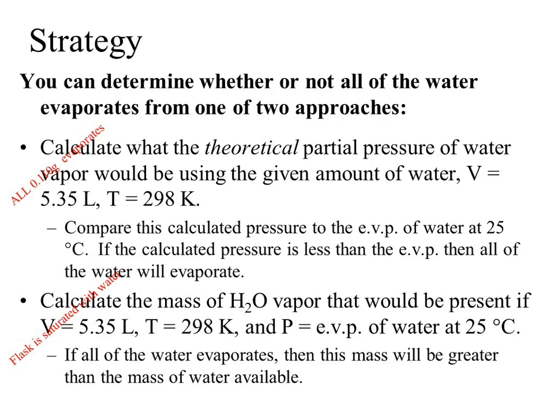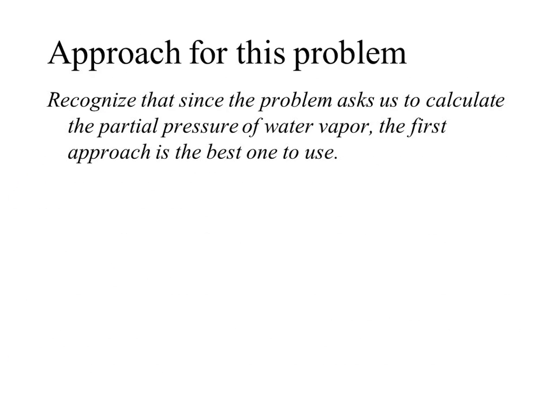If that mass was greater than the 0.110 grams, then it's all going to evaporate. If that amount is less than the 0.110 grams, then you're going to have liquid left over, and it's not going to all evaporate. So those are, broadly speaking, two ways to approach that. Since they said verify that that entire amount, the 0.110 grams, is going to evaporate, and they asked for the partial pressure, because it's going to be under the saturation pressure, we're going to take the first approach.